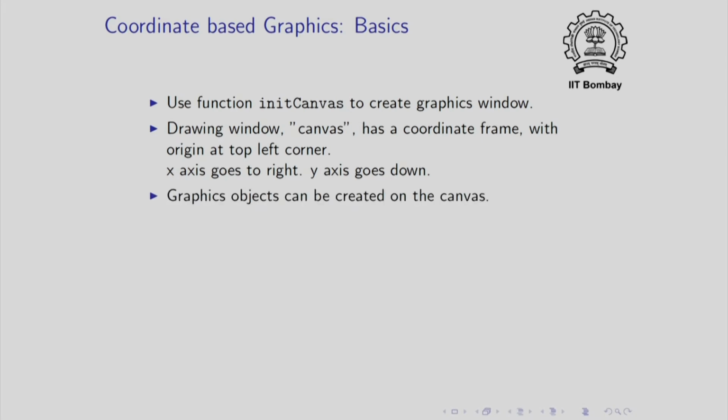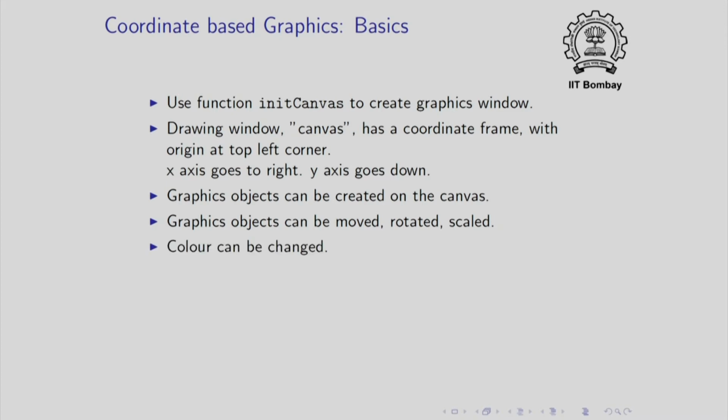Graphics objects can be created on the canvas, and you will see the facilities for it shortly. They can also be moved, rotated, scaled. Their colors can be changed. And all graphics objects have pens, just as our turtle did. And so, if we choose, lines can be drawn when the graphics objects are moved.